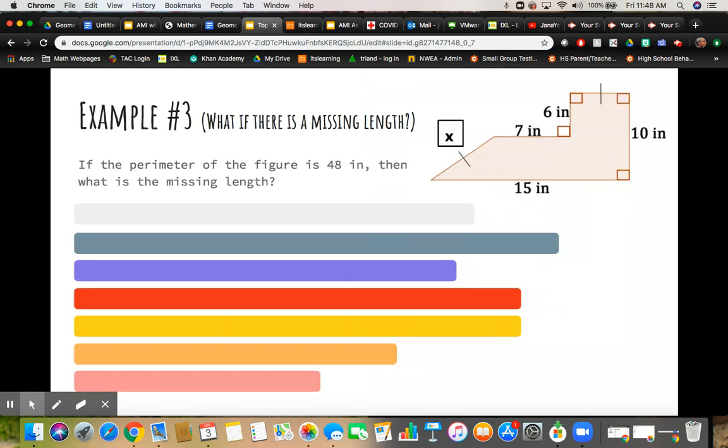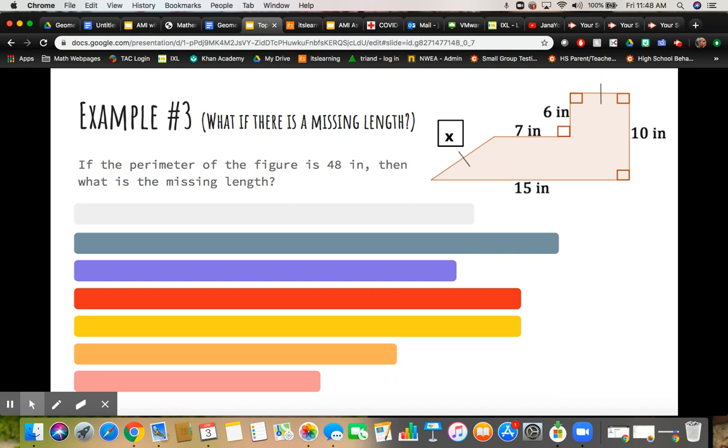So let's try another problem. But this time, in this problem, we're going to be missing a length. The length that we're missing is this side of my figure, where my x is at. And I see that there are tick marks, but let's circle back to that. It tells me if the perimeter of the figure is 48 inches, then what is the missing length?